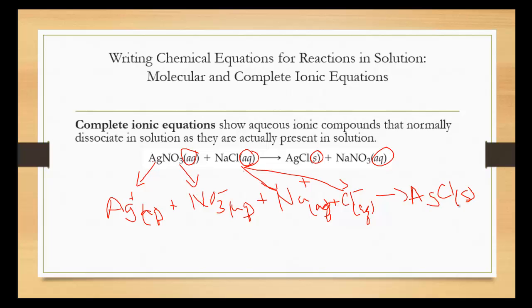I see AQ here. I'm running out of room, so I'm going to go down instead. Na plus dissolved in water, and NO3 minus dissolved in water. So all I've done here is taken anything that says AQ and broken it up into the ions. Make sure you put AQ next to it, and make sure that you put the charges down.